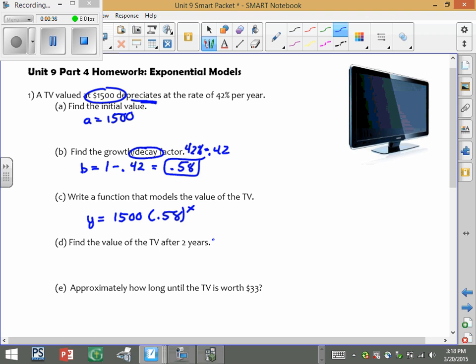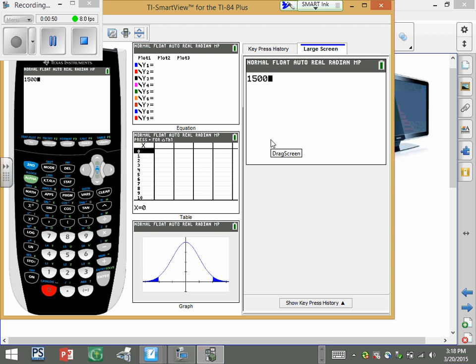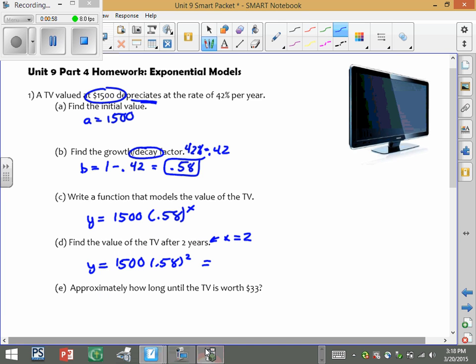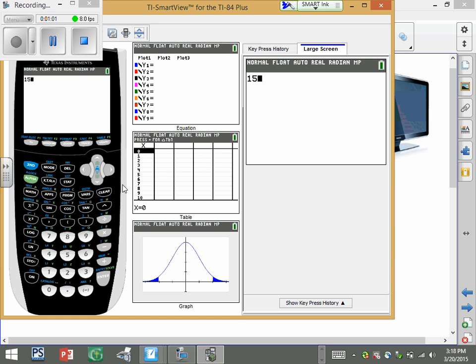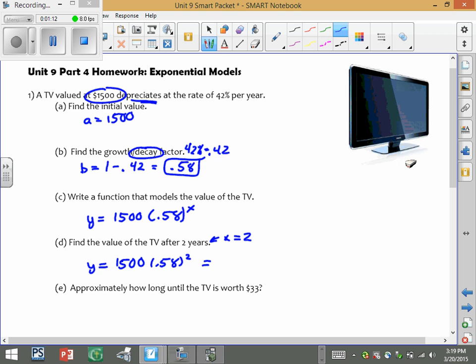So x is number of years. For this part D, we're just going to plug in x equals 2. So y equals 1500 times 0.58 raised to the second power. Go to your calculator. So we have 1500 times 0.58, excuse me, 0.58, and we're taking it to the second power. So in 2 years, it's worth $504.60. So it's lost a lot of its value in 2 years.